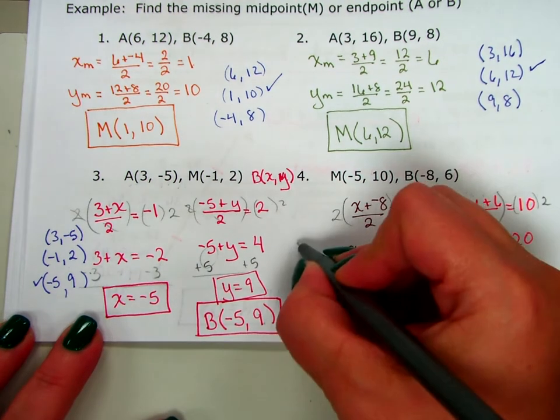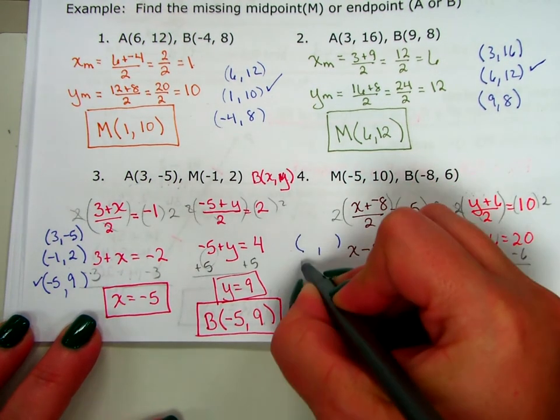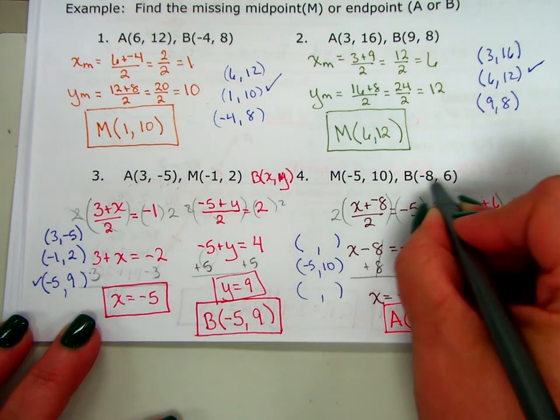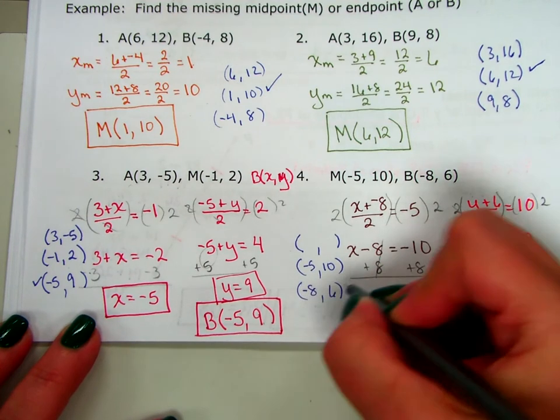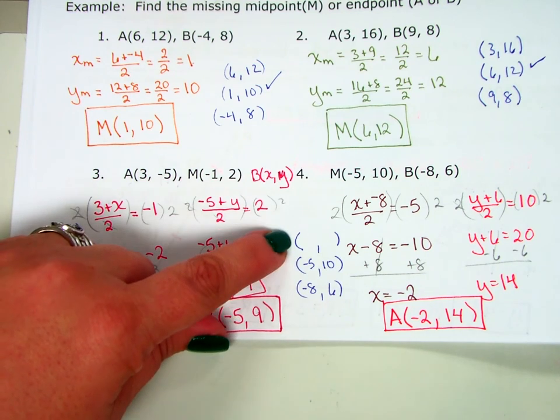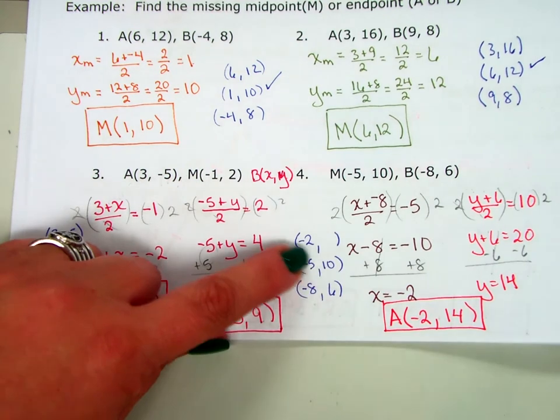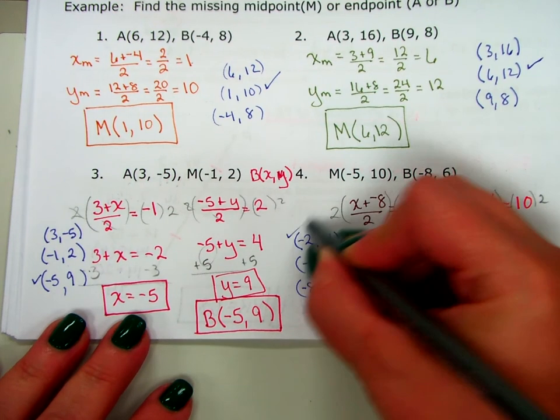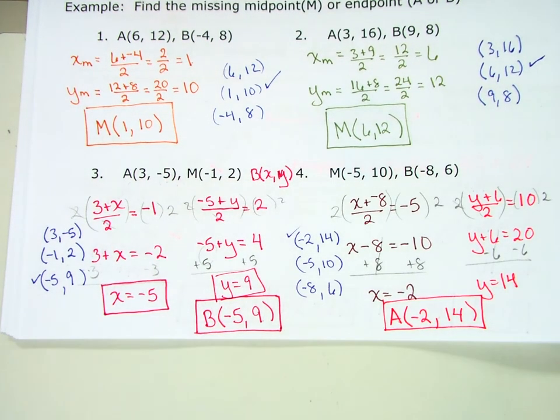Same thing here on this one. If I'm trying to find A, I know my midpoint is (-5, 10). I know my other end is (-8, 6). To get from negative 8 to negative 5, I have to go up 3. So go up 3 more. Now I'm at negative 2. To get from 6 to 10, I have to go up 4. So go up 4 more. Now I'm at 14. (-2, 14). A little bit easier that way, but it's important to see the actual algebra behind it so you understand how we're getting there. Okay? Does anybody have any questions over midpoints or endpoints?